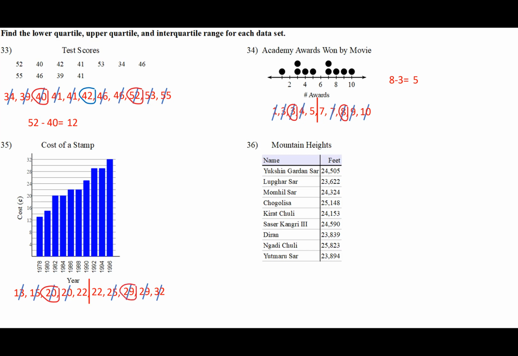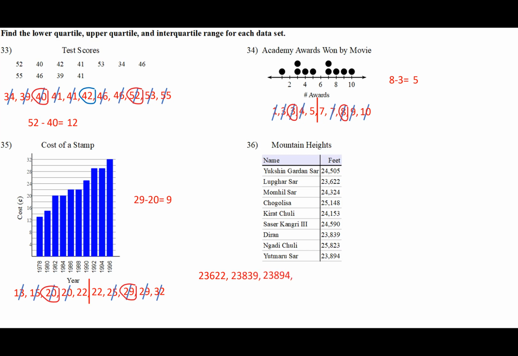20 is my lower quartile. 29 is the upper quartile. For the interquartile range, I'm gonna go 29 minus 20, which happens to be 9. All right, let's take a look at number 36. My smallest number is 23,622.